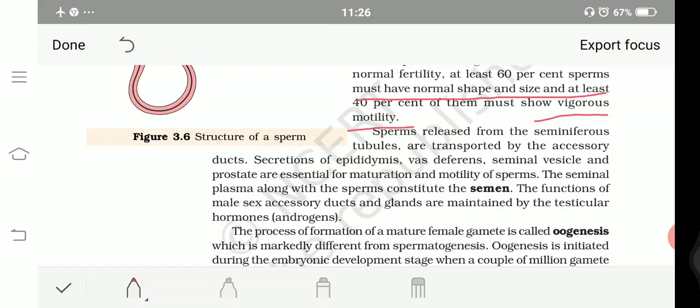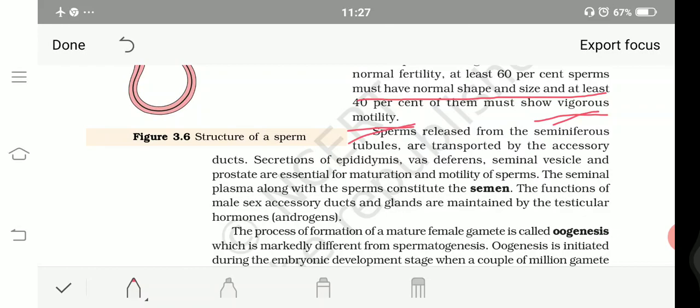Their motility also depends on their lifespan. If they have a longer lifespan, their vigorous motility increases. Hence, all these conditions are going to decide whether fertilization occurs or whether coitus is not going to give any fruitful results.